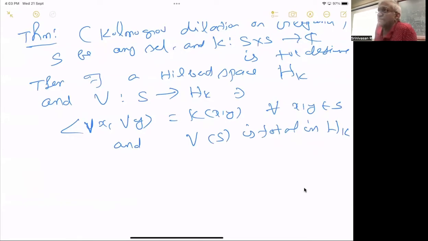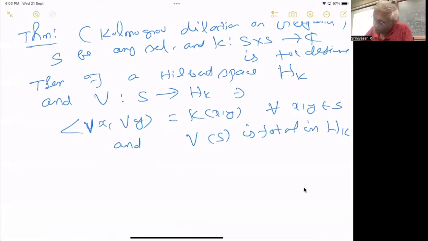It will be functions on that set. It depends on K also. So if you have K(x, y) equal to delta(x, y), for example, then it will be just C^n, or C of S. Otherwise, it depends on K.